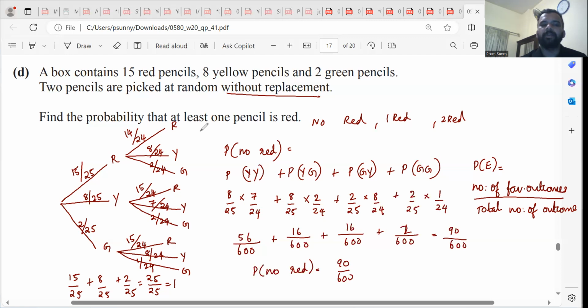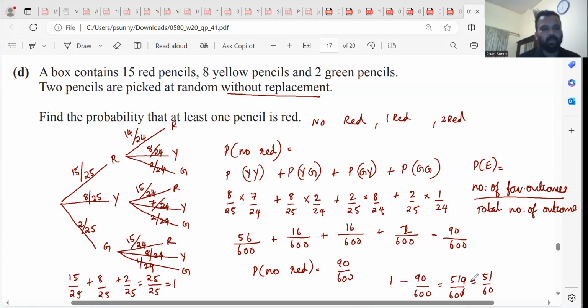The question was the probability that at least one pencil is red. So probability of at least one pencil red means 1 minus probability of getting no red. That is 1 minus 90 over 600, which gives me 510 over 600 or 51 over 60. That will be our answer. And probability value always lies between 0 and 1. 51 over 60 is 0.85.